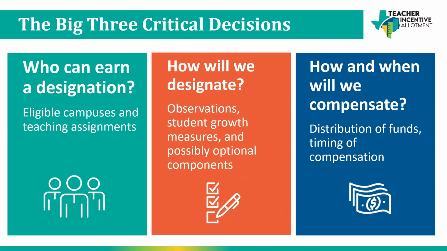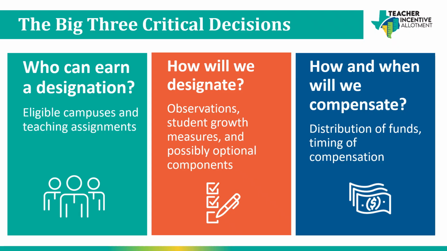There are 3 big critical decisions when you think about building your local teacher designation system. Number 1 is who can earn a designation. In other words, which teaching assignments will be eligible in your very first year and which campuses will be eligible in your very first year. Some districts include all of their campuses. Some districts include only a few campuses and kind of pilot it. That's up to you. Some districts include all of their teaching assignments in year 1.